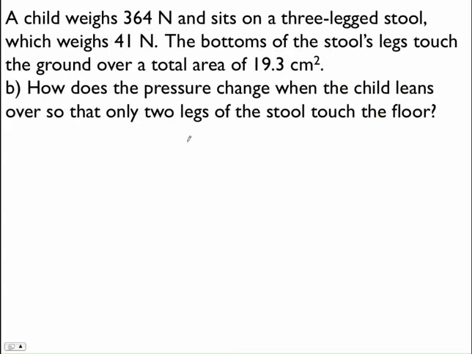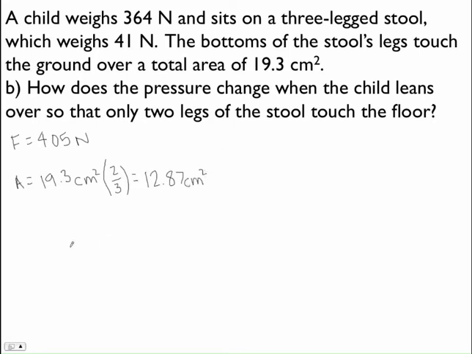Okay, so now we have another question. We want to know, how does the pressure change when the child leans over so that only 2 legs of the stool touch the floor? Okay, so we're going to use that same force that we had before, because we still have the kid and we still have the stool. And then our total area was 19.3 centimeters squared when all 3 legs were touching the ground. And now we only have 2 out of the 3. So we can multiply this by 2/3, and this will give you the area for just 2 of the legs instead of 3.